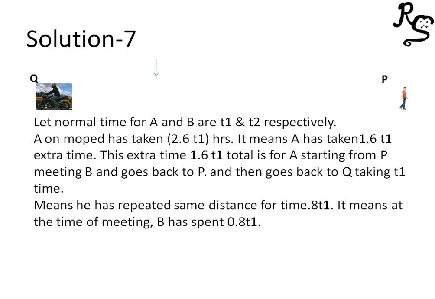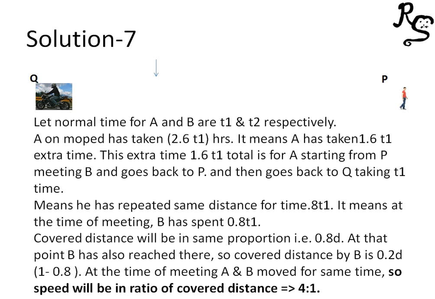As we know the time and distance, if the speed is constant for A, the distance covered would be in the same proportion, that is 0.8 D.